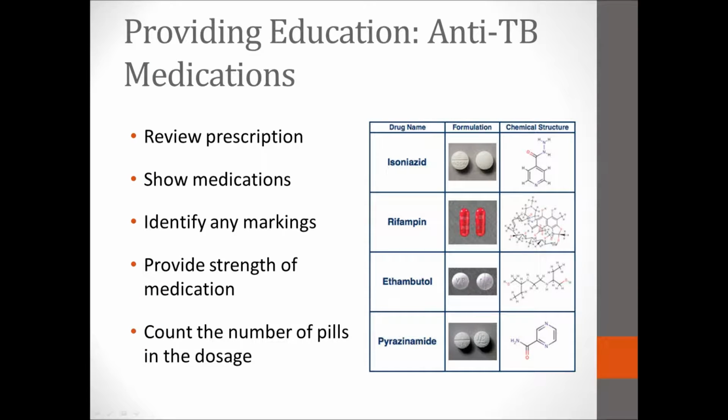Be sure to review the prescription with the patient. Show them the medications, identify any markings, and provide the strengths that the medication is supplied in. Count the number of pills and the dosage. This was a common way for patients to verify the medications. They knew that they had 2 red ones or 3 big white ones, etc.